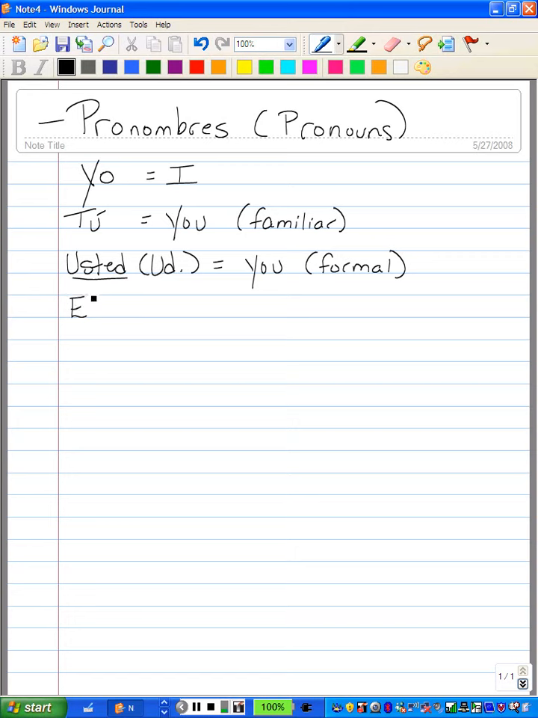There's the word él in Spanish, and notice that this word él has an accent over the E. This in English is equivalent to the word he. You get the word ella, which is equivalent to the word she. The double L in Spanish is always a Y sound, so this word is ella.